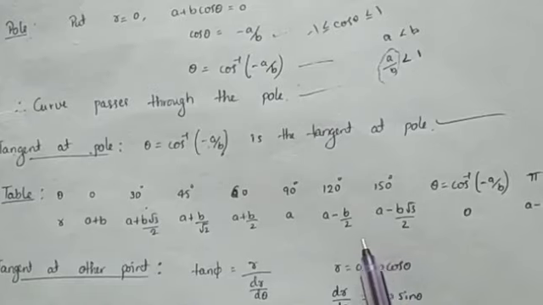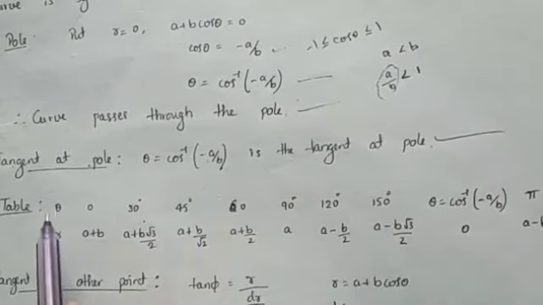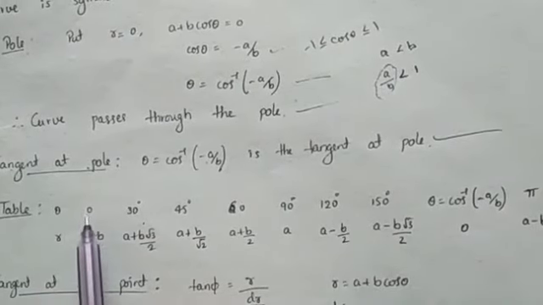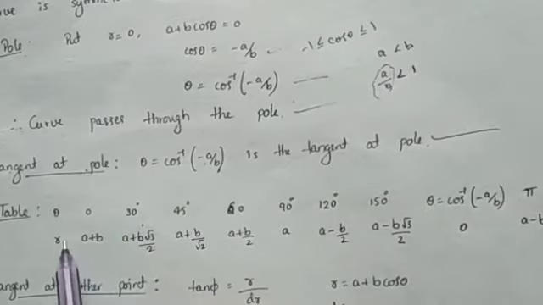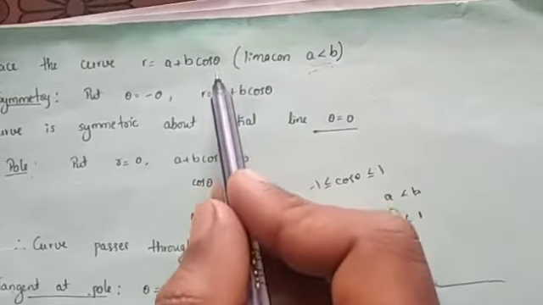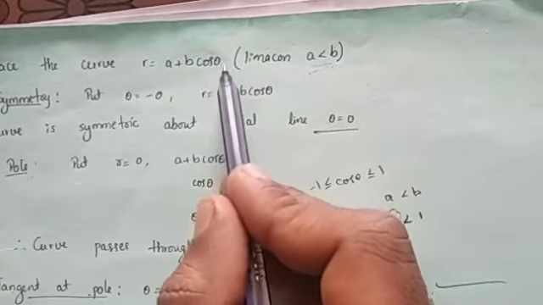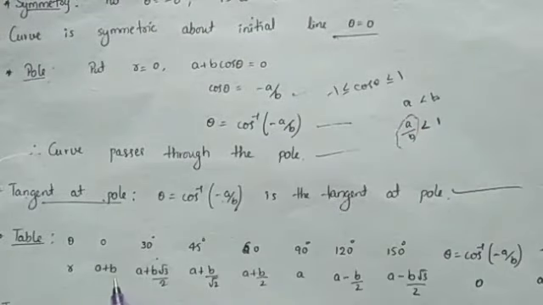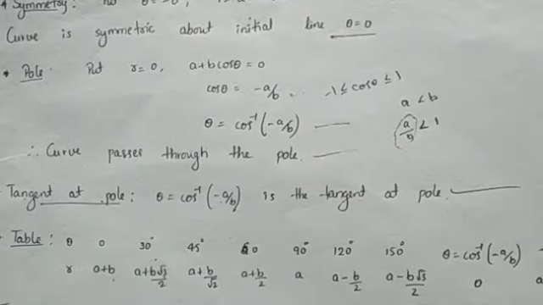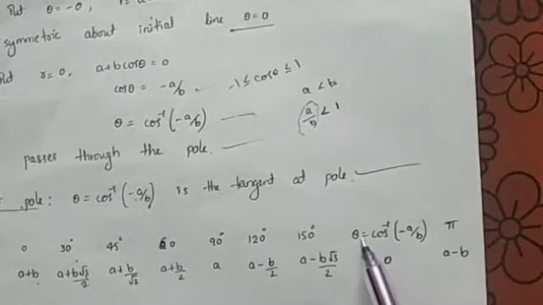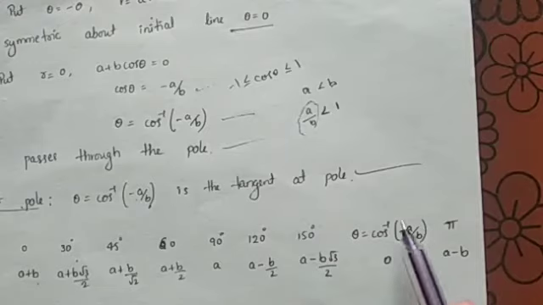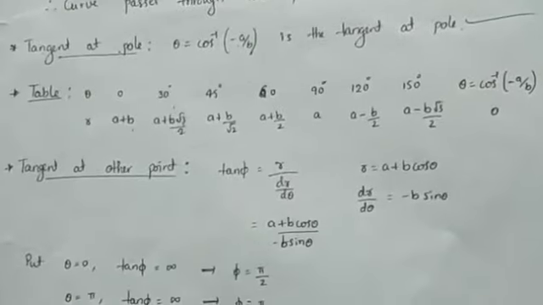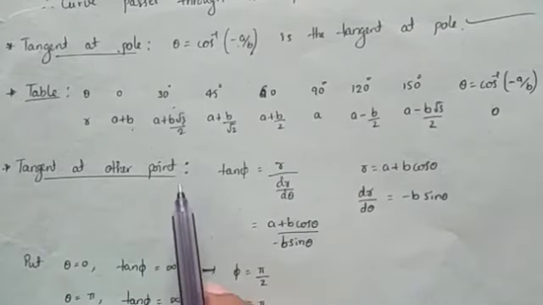The next one is the construction of the table. For the theta value 0, we get the r value. Put theta is equal to 0, cos 0 is 1, so the r value is a plus b. Similarly, we find the r values for different values of theta. For the theta value cos inverse of minus a by b, the r value is 0.